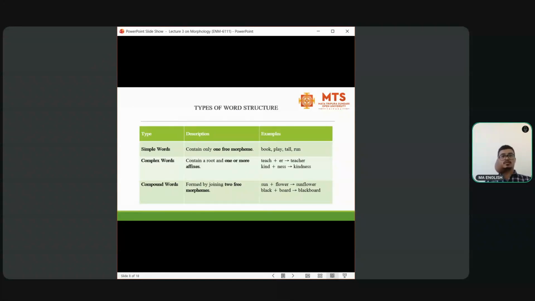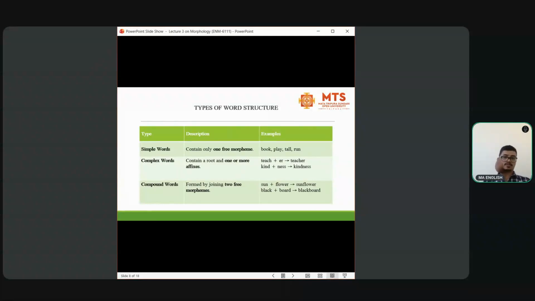The important idea is that words are not all built the same way. Some words are simple, having only one morpheme, and others are complex or even compound words, as you can see here in the table. So, what is our task? Our task is to recognize how many pieces a word contains and how those pieces fit together. Right? That is our task.